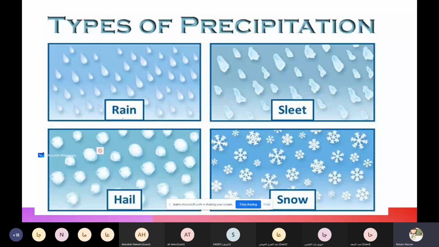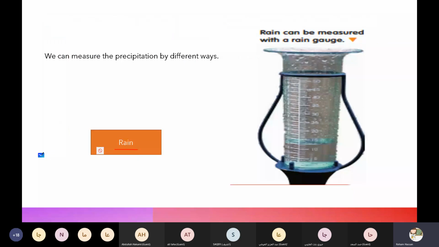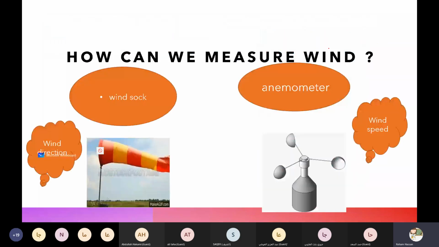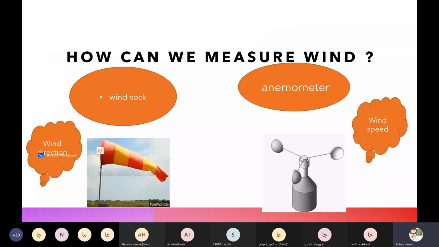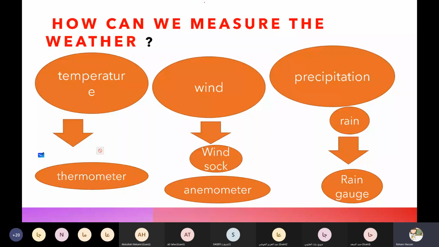Okay, honey. And how can we measure the rain? By the rain gauge. And how can we measure the wind? By the windsock and by the anemometer. So now how can we measure the weather? Temperature, we measure by the thermometer. Wind, we measure by the windsock and anemometer. Precipitation, we measure the rain by the rain gauge.